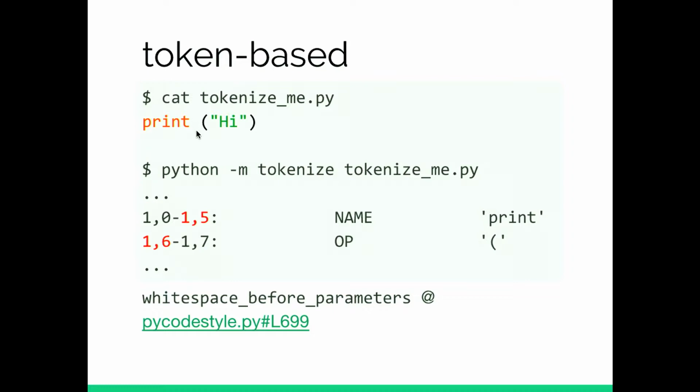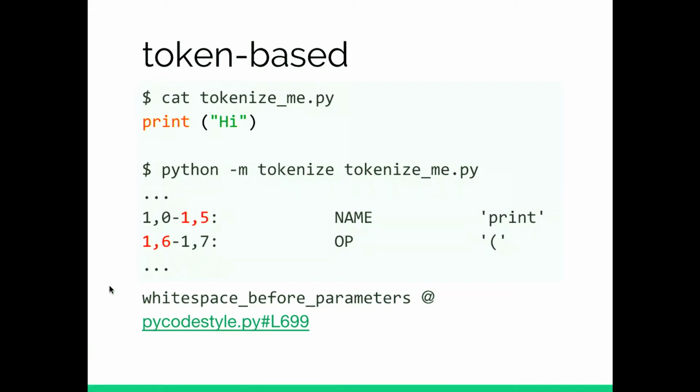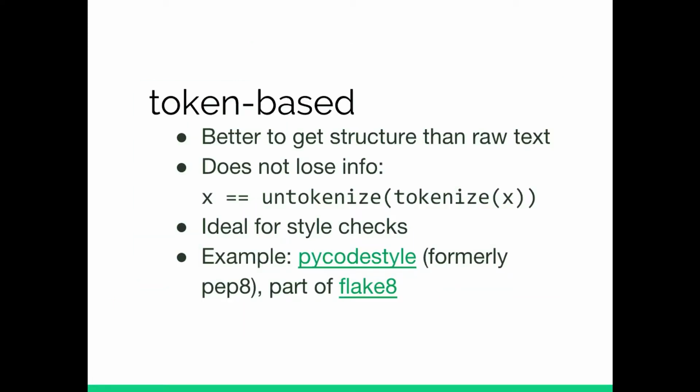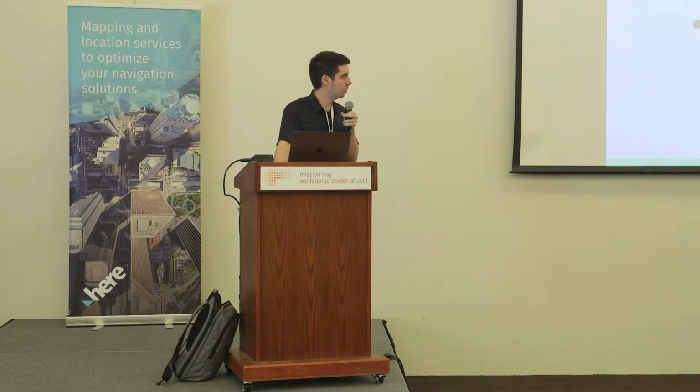And in fact, pycodestyle does exactly that with this function called whitespace before parameters that detects this. So token-based is better to get structure than raw text. It does not lose information. So if you tokenize code and untokenize it again, it becomes the same code it was before. This way, it's ideal for style checks. And pycodestyle, formerly called the PEP8 tool, is part of Flake8 and uses token-based static analysis.